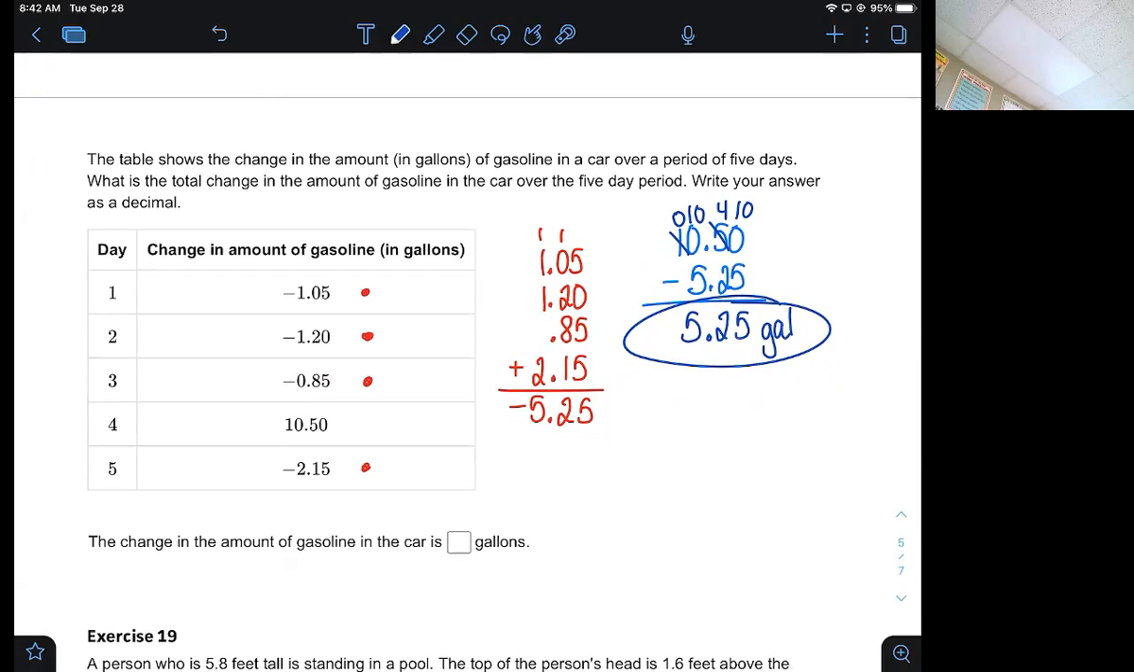What's interesting is we get 5.25 again. 5.25 is how much gas we had, or we used. 5.25 was actually not, it's kind of coincidence here, but it was actually also the amount of gas that was the overall change. So we have 5.25 more gallons of gas than what we started with on day 1.